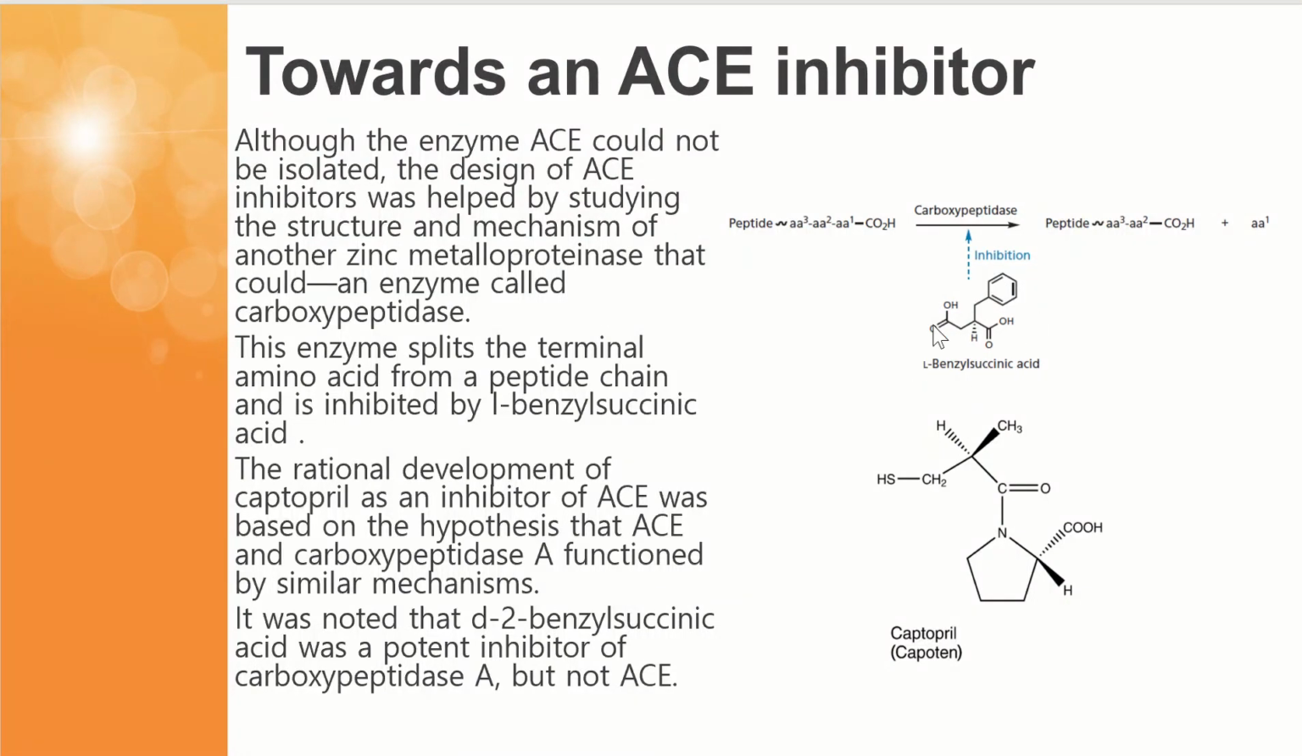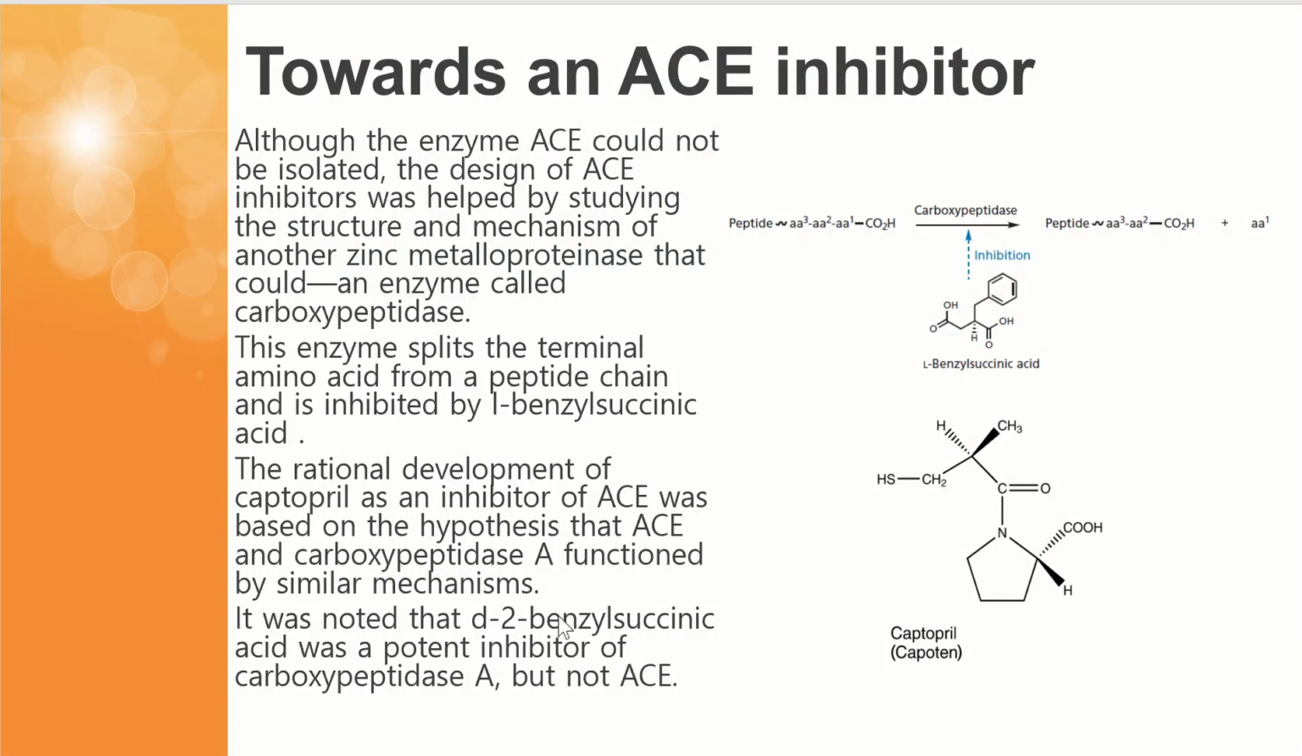So let's just start over so that we can have a clearer picture. They couldn't isolate ACE, right? Because that would be the ideal thing to find a target. But they couldn't isolate it. So they found a similar type enzyme that does something similar to ACE, and they found that this molecule inhibited it. And so they decided to model, to make a similar type compound, which is Captopril.